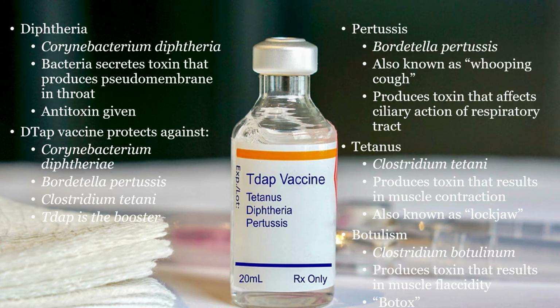Botulism is a muscle flaccidity caused from another toxin. We use this one medically to help with migraine headaches and smooth out facial wrinkles. You can ingest this toxin from poorly canned foods.